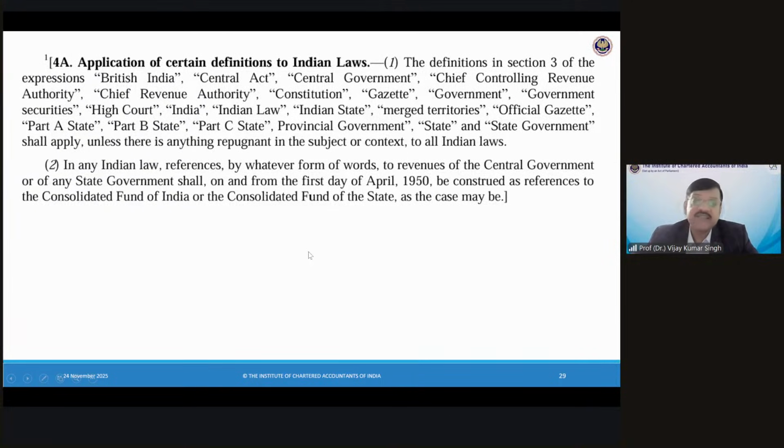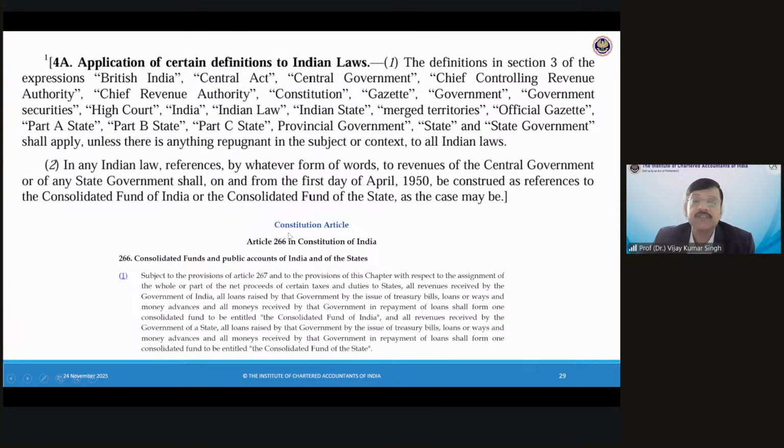Then 4A was included. After we got our constitution, 4A was included, and it says how the laws will be applicable to Indian laws. So if we look at 4A, 4A came in 1950 after our constitution came into existence, and it says the definition in section 3 of the expression British India, Central Act and so on, unless there is anything repugnant to the subject or context, will apply to all Indian laws. Basically, we are trying to extend the interpretation of the General Clauses Act to any legislation which has come up after the constitution.